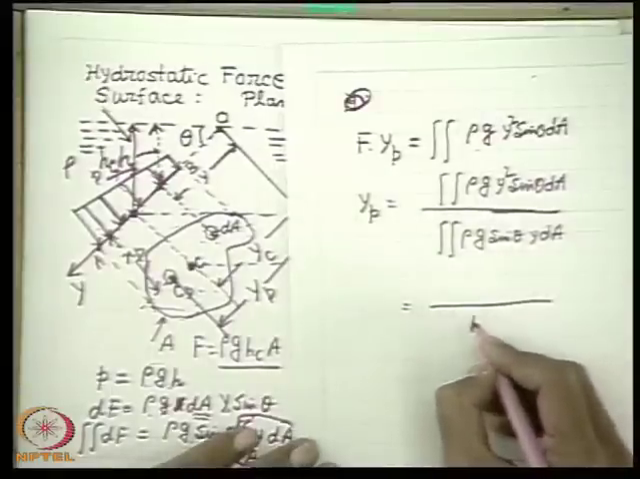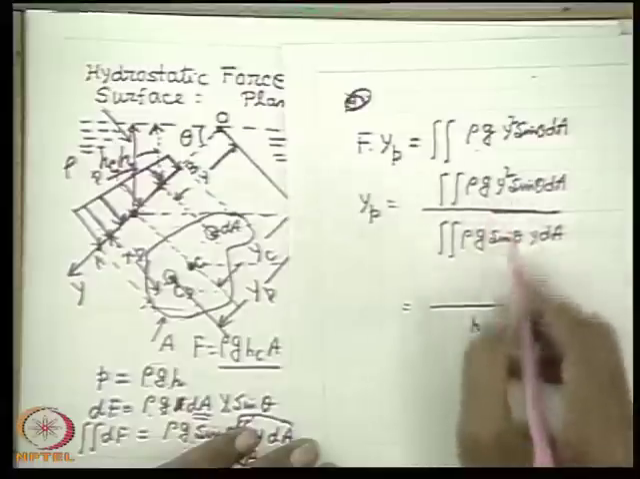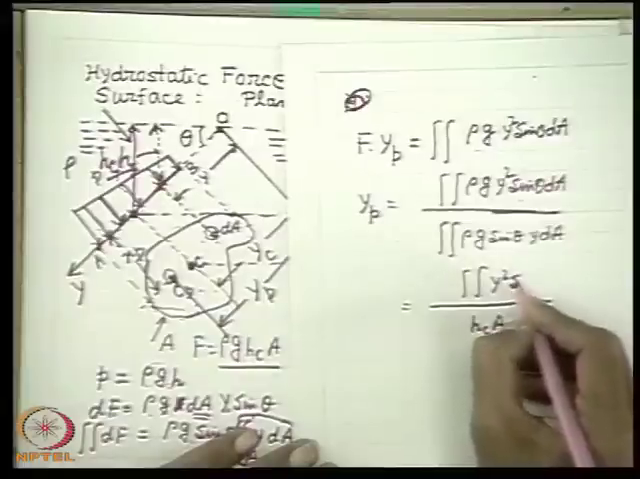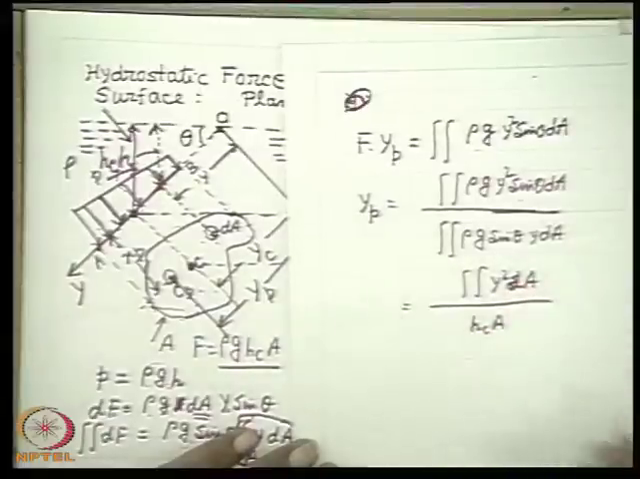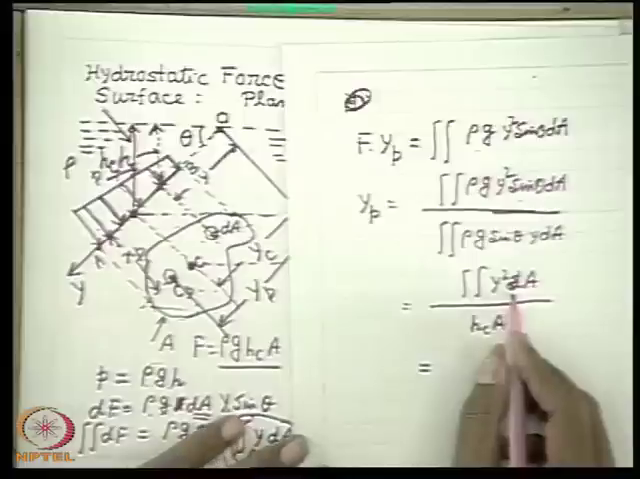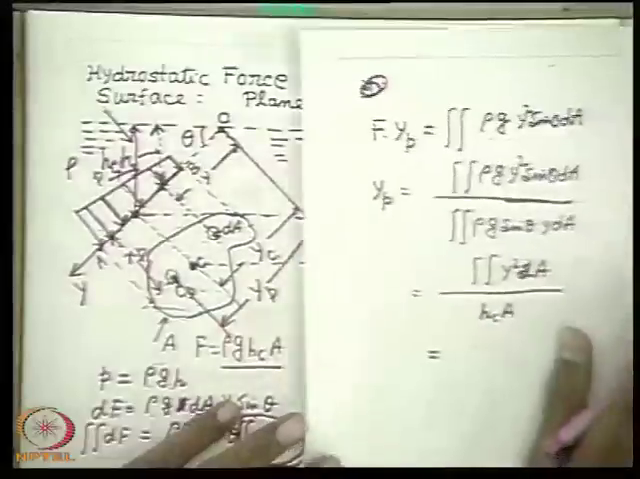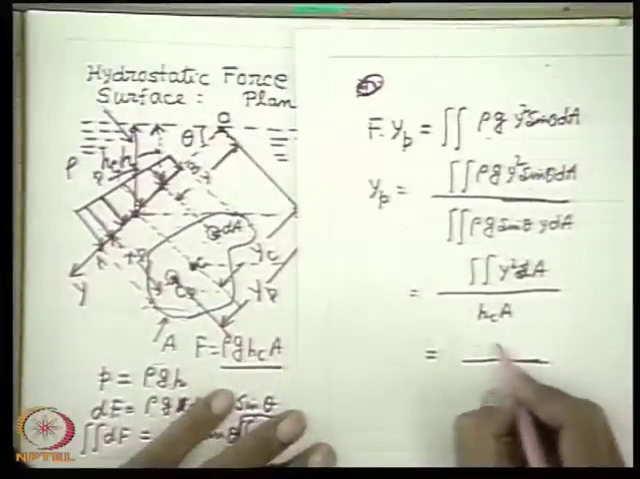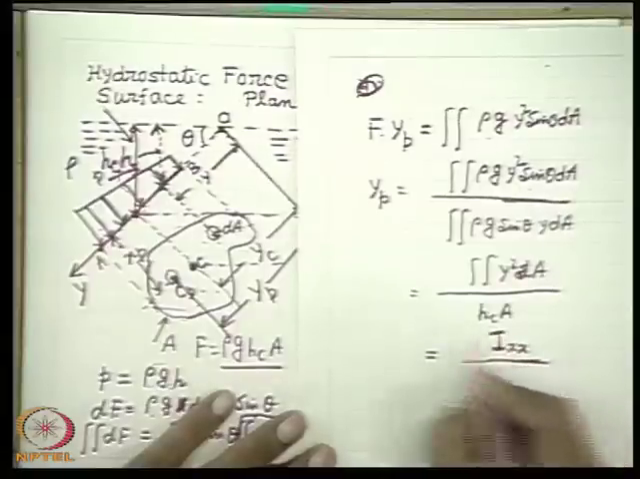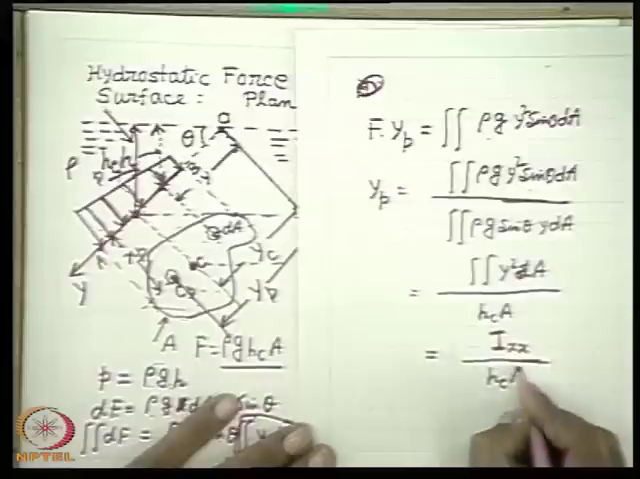So therefore I write it as hc into A, and here I will write the integral of y square dA, since sin theta will cancel, into hc by A. What is y square dA in this case? Y square dA is the second moment of area of the surface about the x axis. Sometimes it is called the second moment of area or moment of inertia of the area about this x axis. So Ixx divided by hc into A.